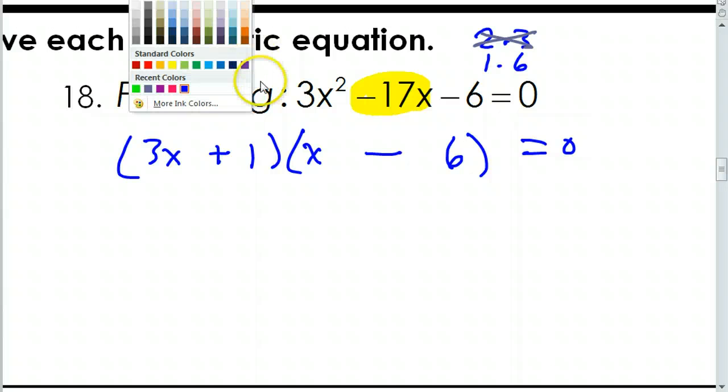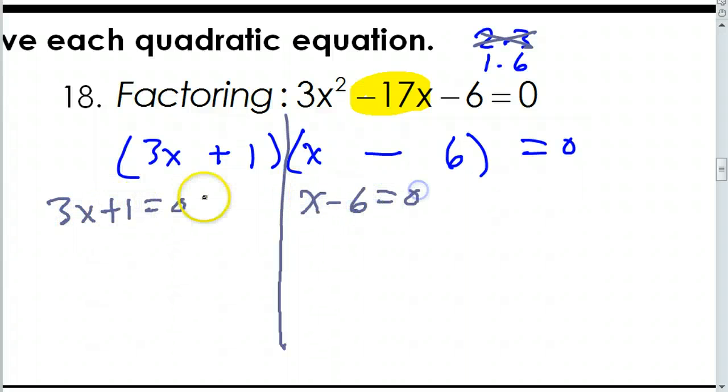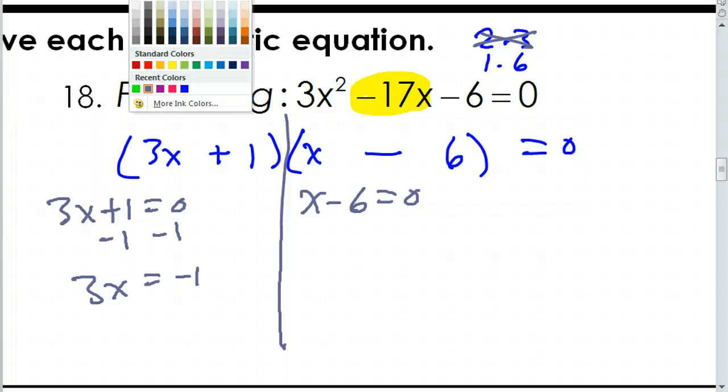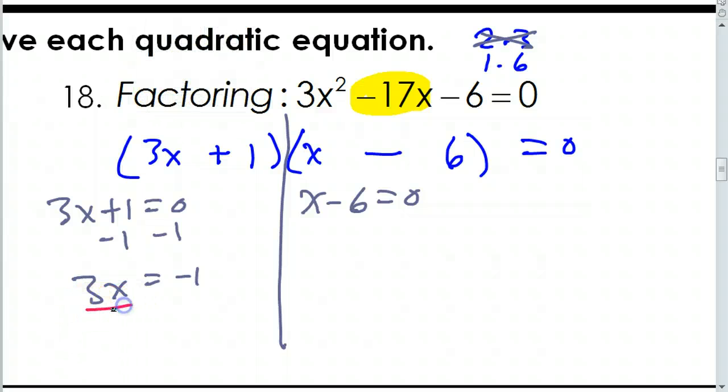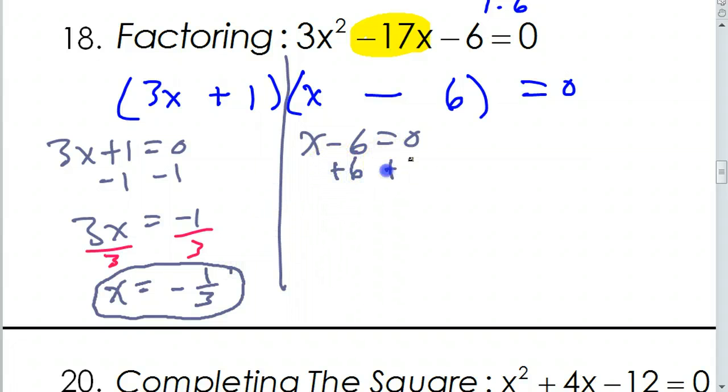So what do I do? Yeah, you set these parts, these factors, equal to 0, like this. Okay, subtract 1 on both sides. That gives me 3x equals negative 1. Okay, divide by 3. That gives me x equals negative 1/3. All right, so that's one of my solutions. And over here, I simply add 6 to both sides, and that gives me x equals 6. So these are my two solutions for number 18. Any questions right there?